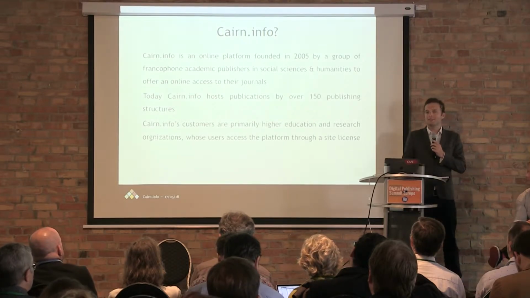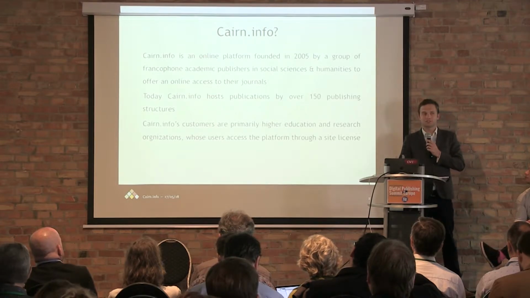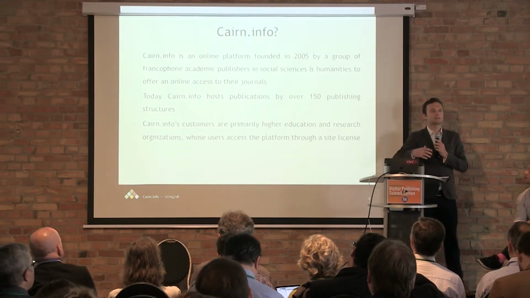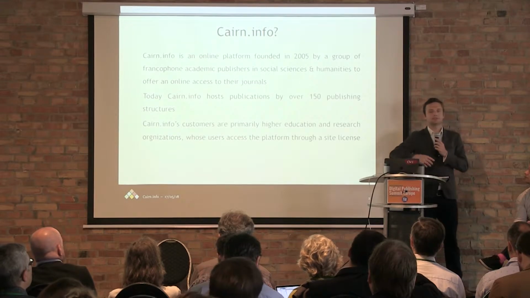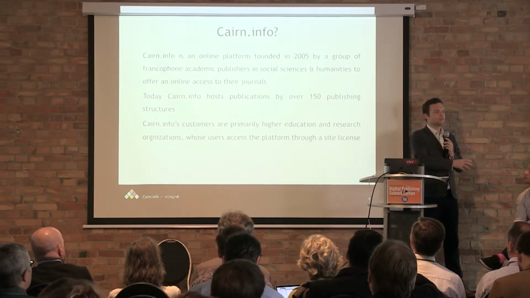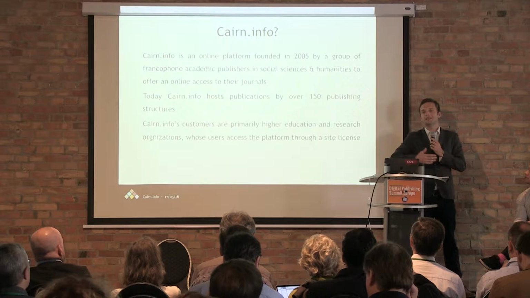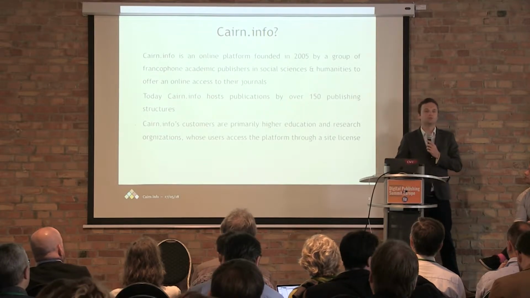And when I talk about humanities and social sciences, you have to also consider that it's quite a broad field. On Cairn, you'll find publications that range from peer-reviewed journals in economics to what we call in France general interest journals that are on the border between academic and popular science publications.